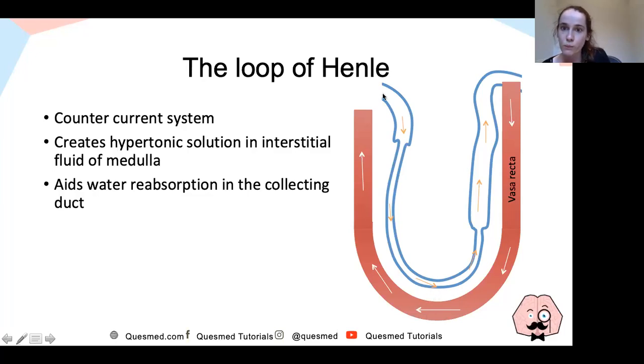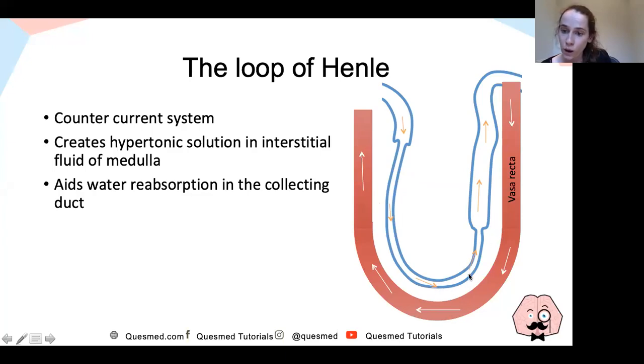As we're moving down the thin descending limb, we're getting more and more concentrated as water's moving out and water's moving out and water's moving out. And because the surrounding area is becoming more concentrated, water is still allowed to move out all the way down that thin descending limb.